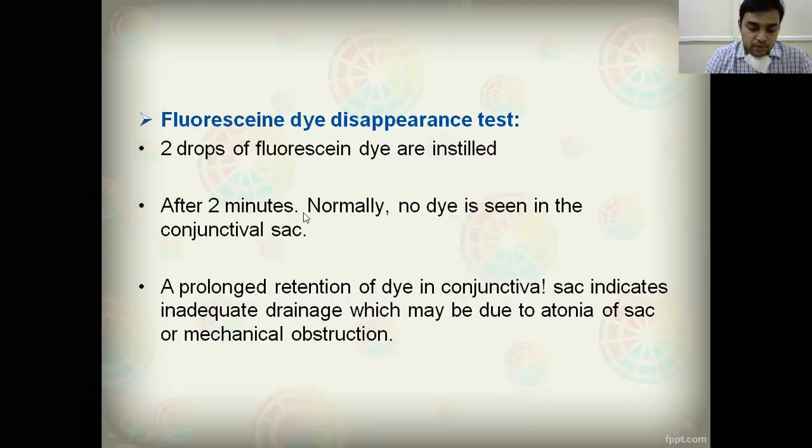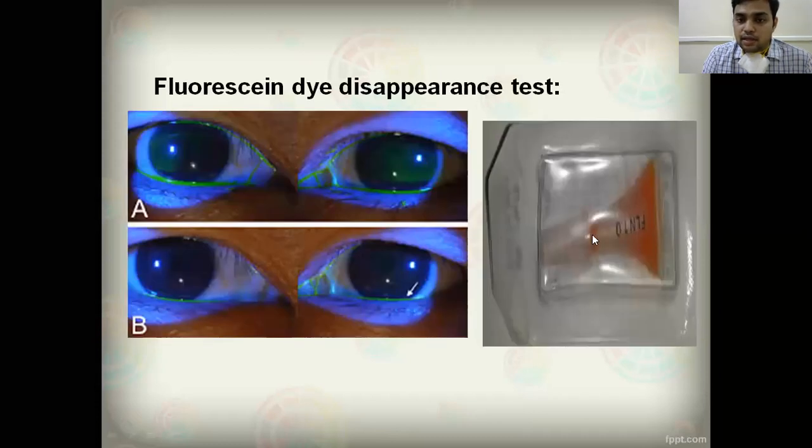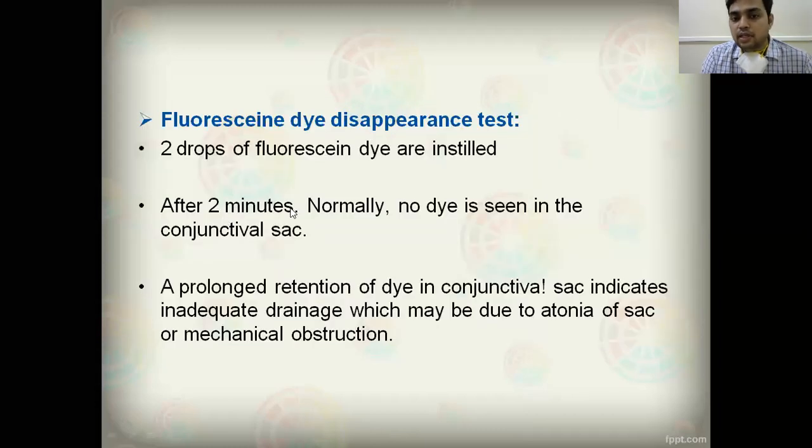So first one is by diffuse illumination, we observe the puncti and lacrimal sac area. Next one is the regurgitation test. Next one is the fluorescein dye disappearance test. Here we instill 2 drops of fluorescein dye, this orange colored dye, into the conjunctival sac and observe for 2 minutes. Normally no dye is seen in the conjunctival sac after 2 minutes.